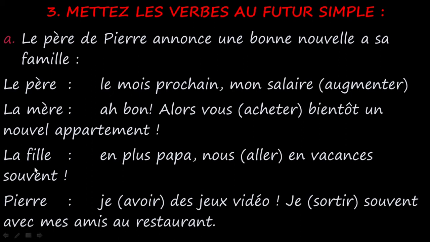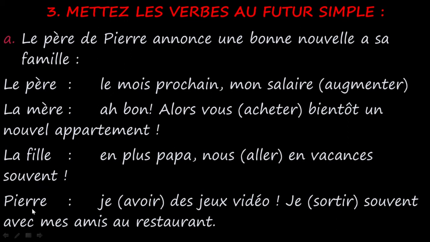La fille, the girl: en plus, papa, nous aller en vacances souvent. And also, dad, we will go on vacation often. We will often go on vacation. So that's what she means. So the verb aller, it's given. As you saw, it has an exception. So the verb aller, what is the radical of the verb aller? It's ir, right? So it will be nous, the radical ir. Then we add the ending. So for nous, it's ons, irons. En plus, papa, nous irons en vacances souvent.